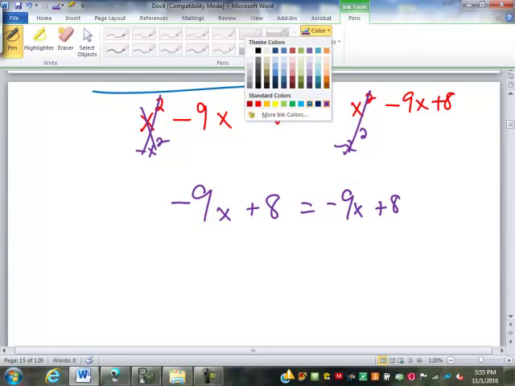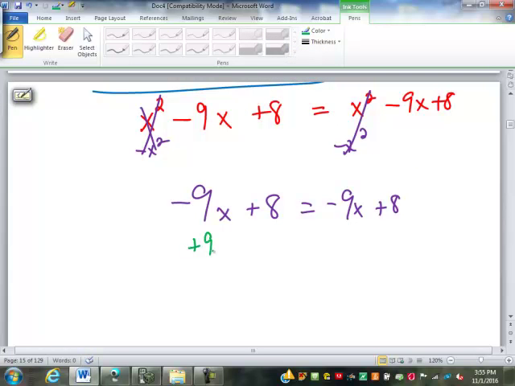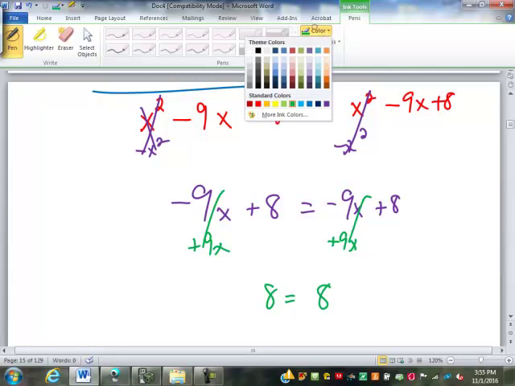Now we've got an x on each side. We're trying to get rid of them, so we're going to add 9x to both sides. We're left with just 8 here. That 9x goes away as well, so we're left with 8 equals 8. Once again, the variable disappears.